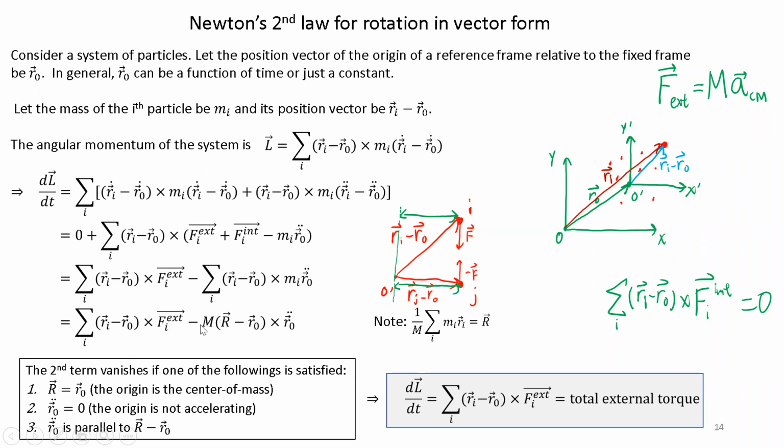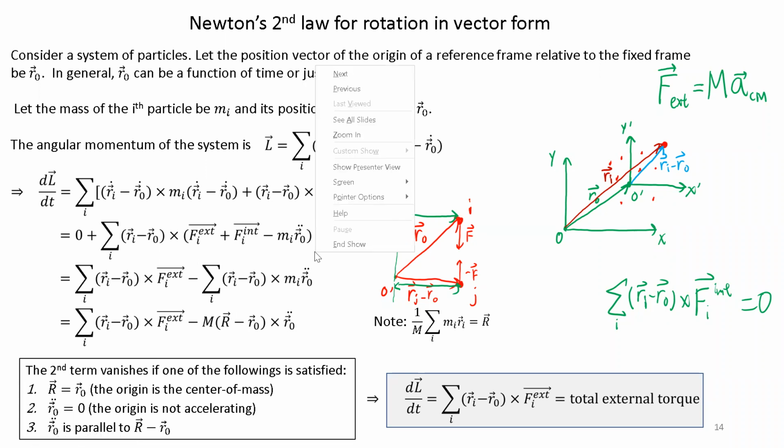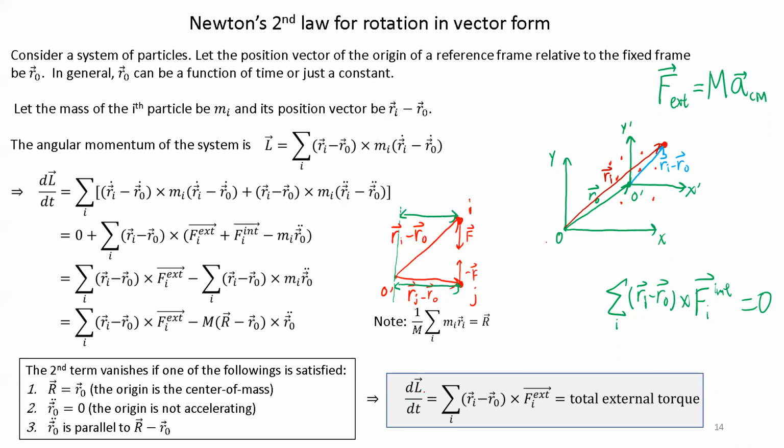But actually, there's one thing here. That's actually a second term. So in order for this formula to work, that is dLdt equals total external torque, we actually require the second term to be 0. So under what circumstances will the second term be 0? There are a few possibilities. First of all, capital R is equal to R naught. Then capital R minus R naught is 0.